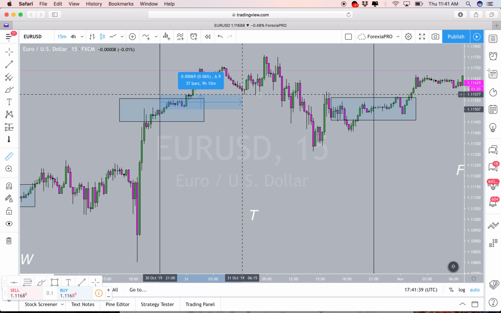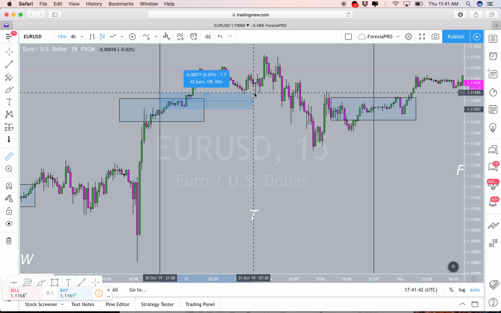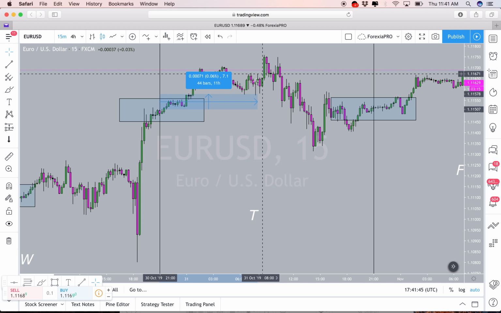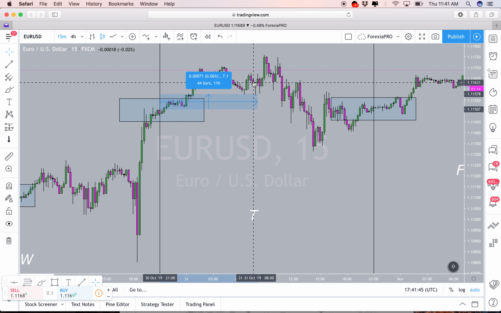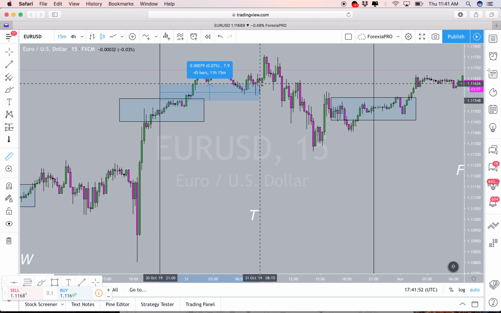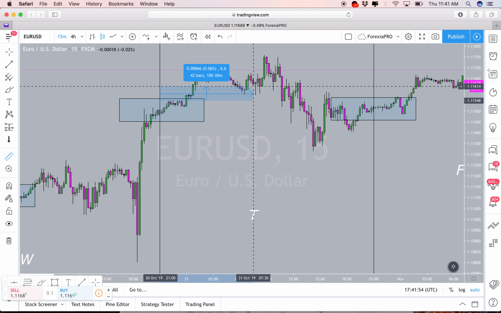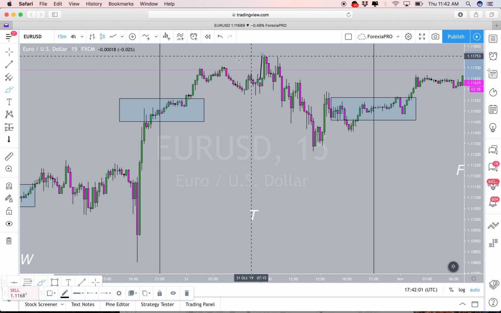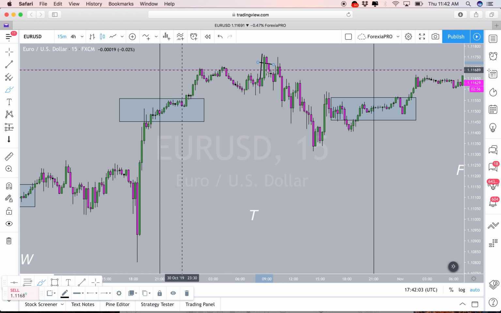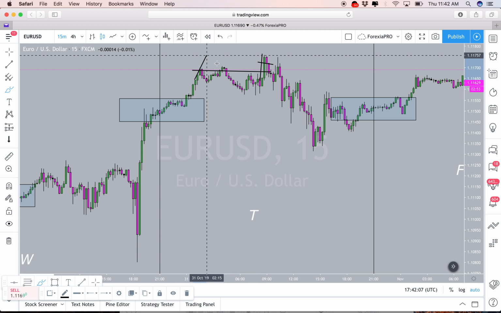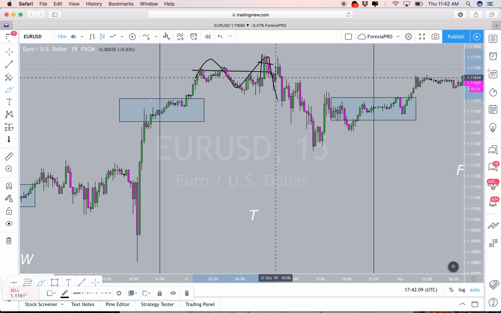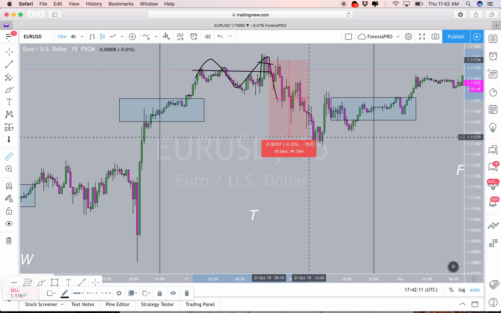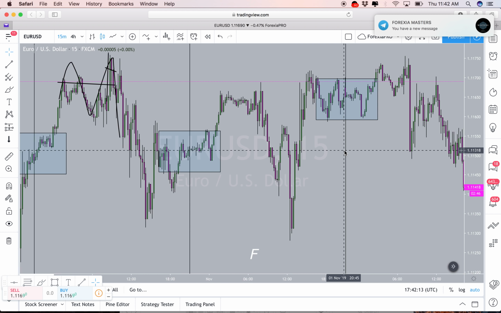Asian session consolidation. Once again, breakout to the high, M formation off the high, and an hour later, we break to the high, perfect entry, M formation off the high. 30 to 40 pips.